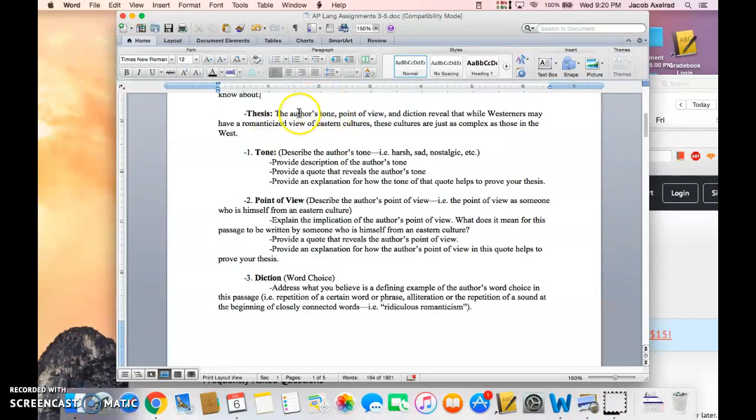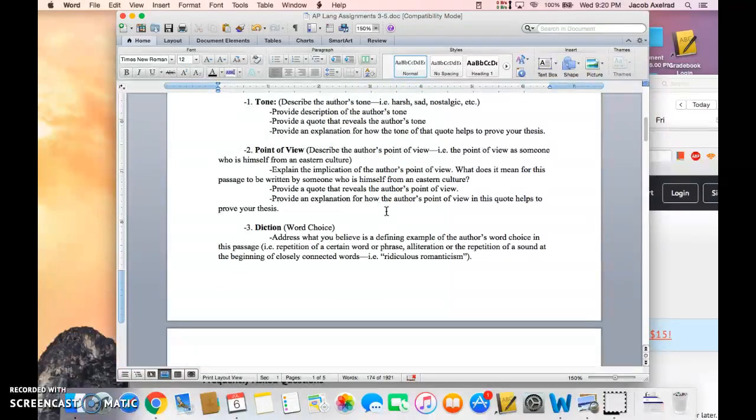You might say something like: the author's tone, point of view, and diction reveal that while Westerners may have a romanticized view of Eastern cultures, these cultures are just as complex as those in the West. So again, author's tone, point of view, and diction are all different examples of rhetorical strategies that the author is using to prove his main point.